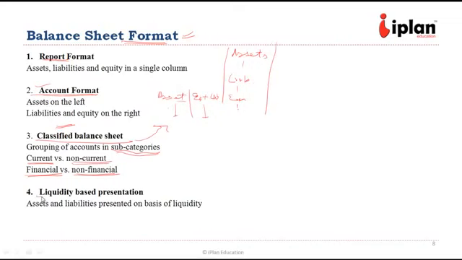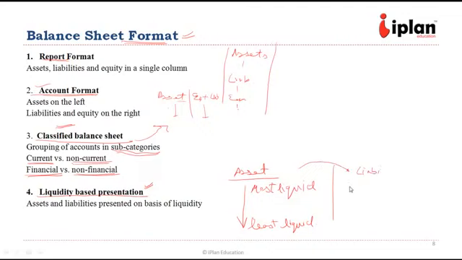And the fourth type of format will be liquidity based presentation, in which we put all these assets in a sequence of liquidity. Say the most liquid will be in the first row, and in the last we'll mention the least liquid. Similarly, we can say about the liabilities also. So generally in the case of banks, etc., we use liquidity based presentation in the balance sheet. Now let us move to the next slide.